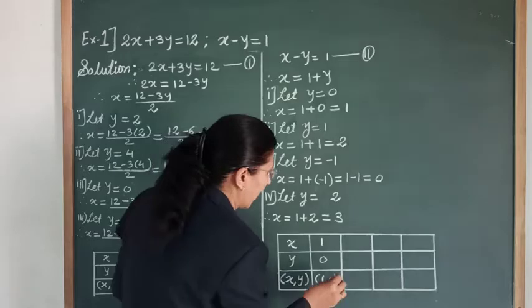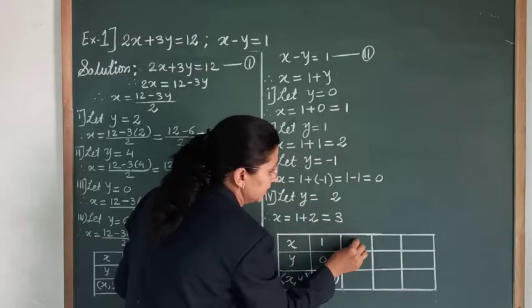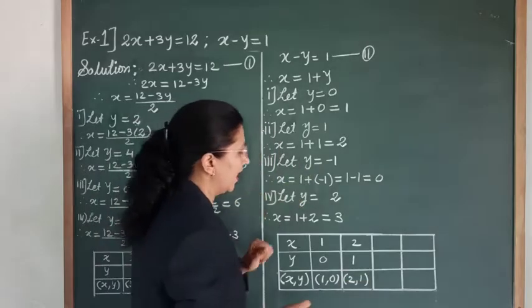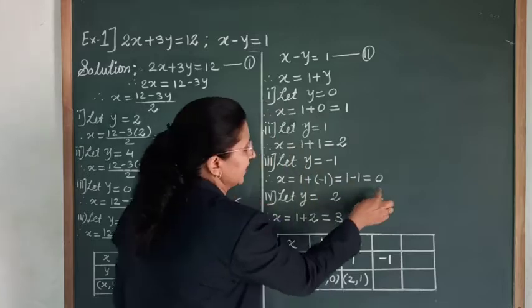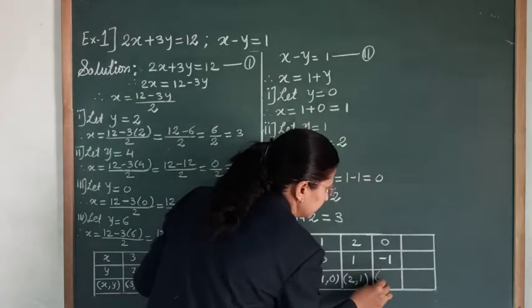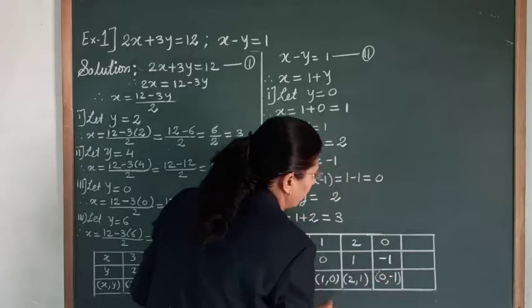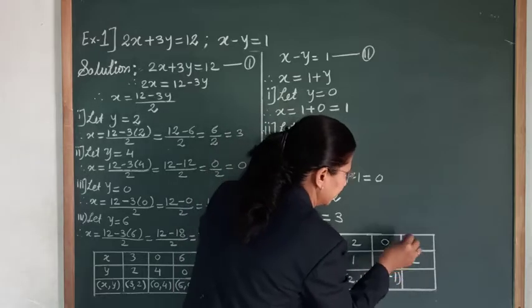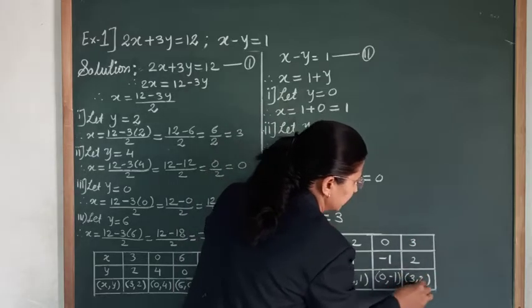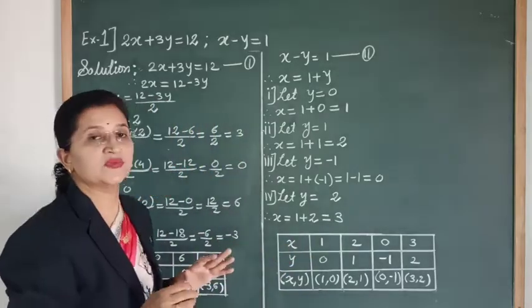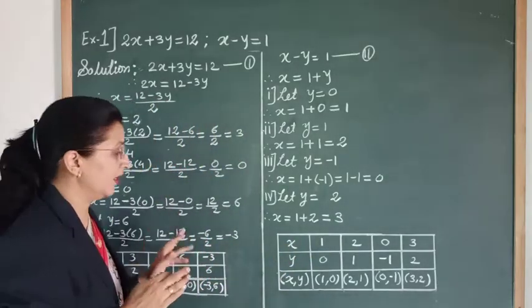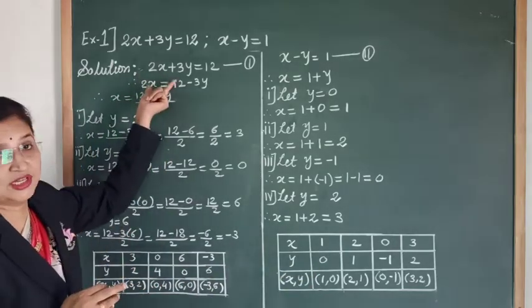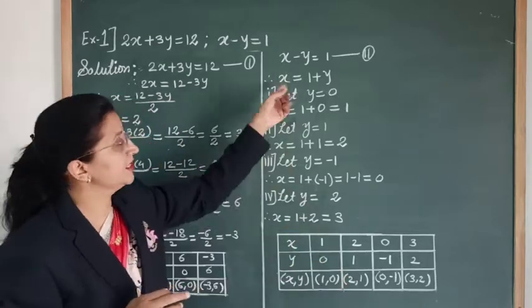Okay, then when we took y as 1, we got x as 2. So coordinates are 2 and 1. Then y as negative 1, then x we got 0, so 0 and negative 1. The last one, when we took y as 2, x we got as 3, so 3 and 2. Okay, so dear students, in this way we have to make the table for the coordinates of x and y. So these are the coordinates of x and y for the first equation, and these are the coordinates of x and y for the second equation.